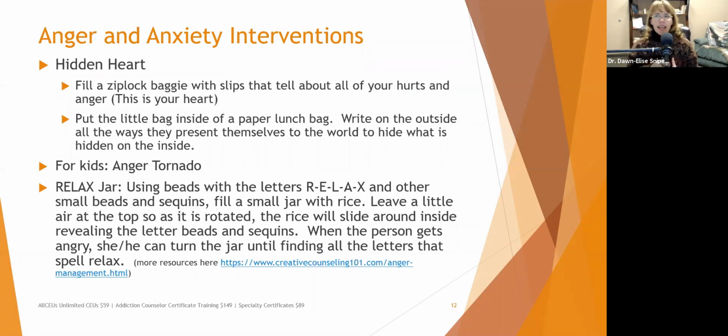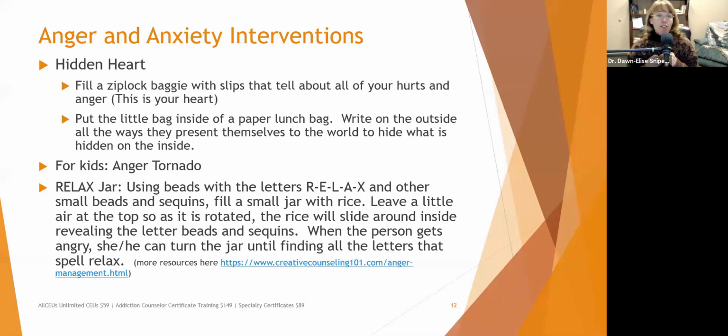Put the little bag inside of a paper lunch bag. Write on the outside all of the ways that they present themselves to the world to hide what is hidden on the inside. And then talk about this hidden heart, helping them visualize how they are using some of their behaviors as masks to protect themselves from the world and to protect others from seeing the ways that they feel hurt inside.